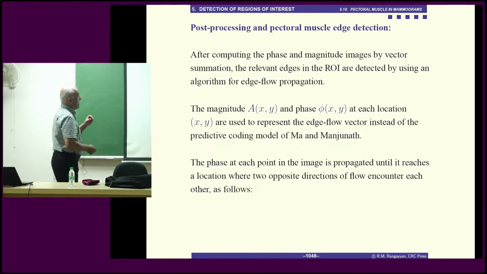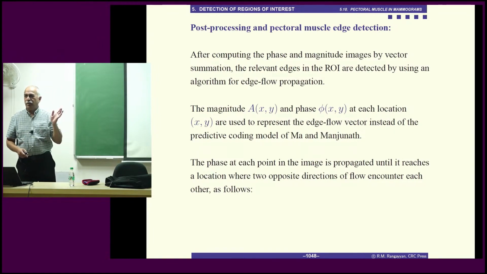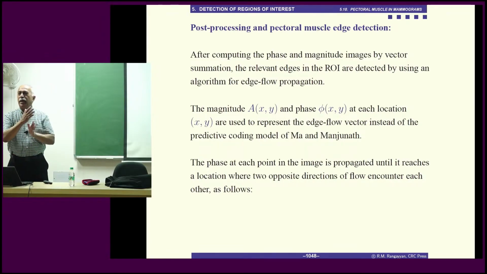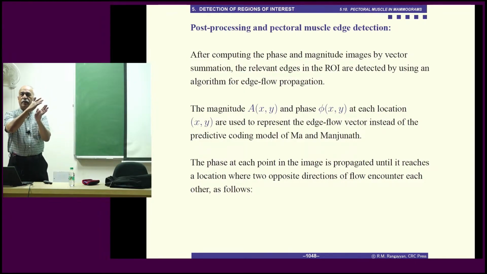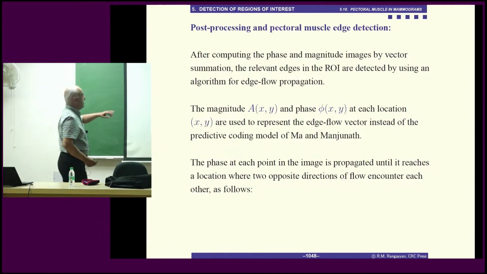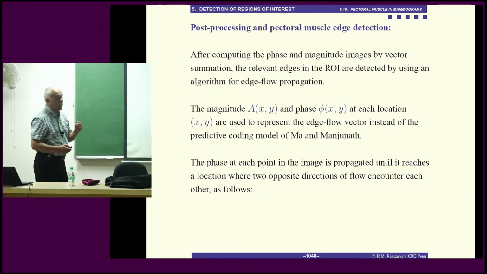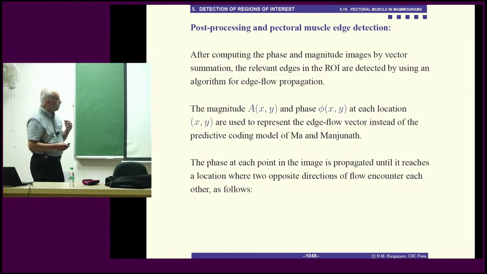After computing the phase and magnitude images by vector summation of those 12 outputs, now you have different scales and different angles, and how do you combine them? You use the angle as the phase and the magnitude of the Gabor output at that location as the magnitude in composed vectors, because you only had 3 filter angles. The edges could be at any angle in between them. So you use vector addition. The magnitude A(x,y) and phase phi(x,y) at each location are used to represent edge flow or some kind of an oriented pattern.